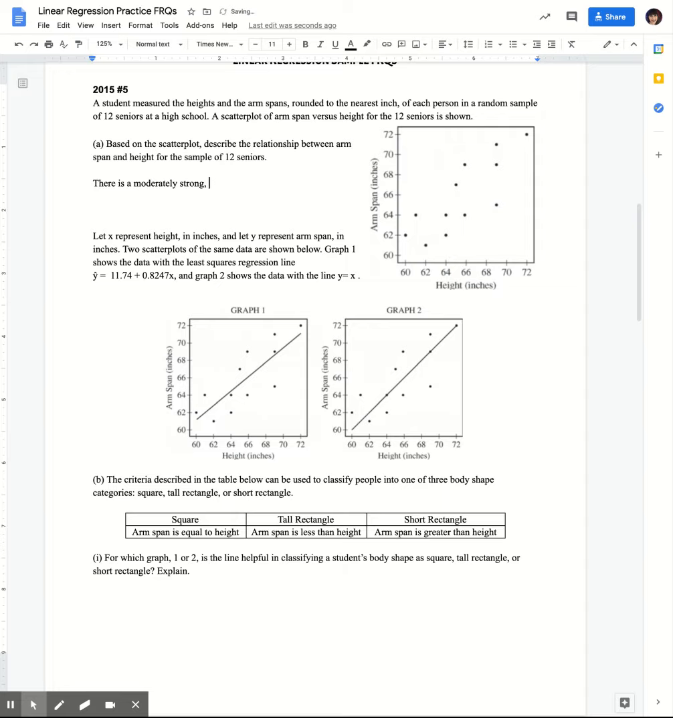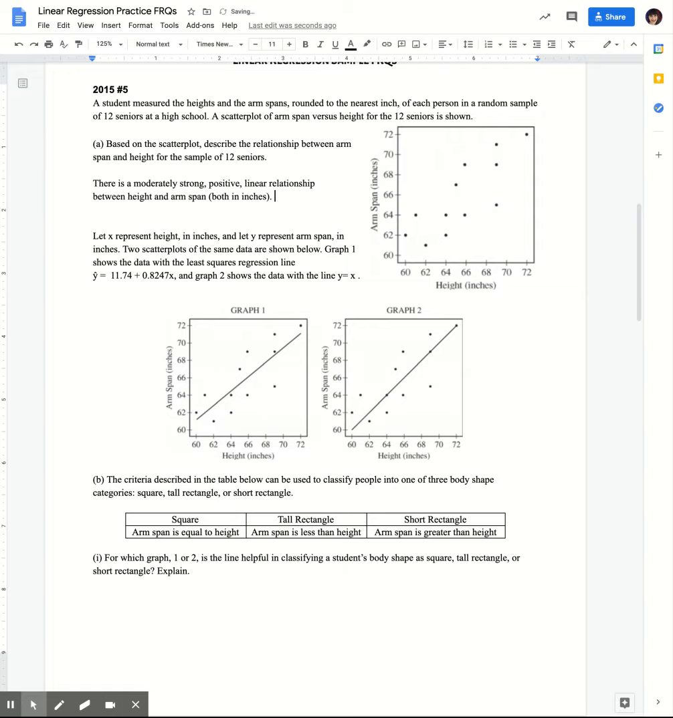okay, so that's strength. Direction is either positive or negative. So this is definitely positive. So moderately strong, positive. And then form is linear or nonlinear. So that looks linear to me. So I'm going to say linear relationship between, and then you put your x variable and your y variable. So between height and arm span, both in inches.